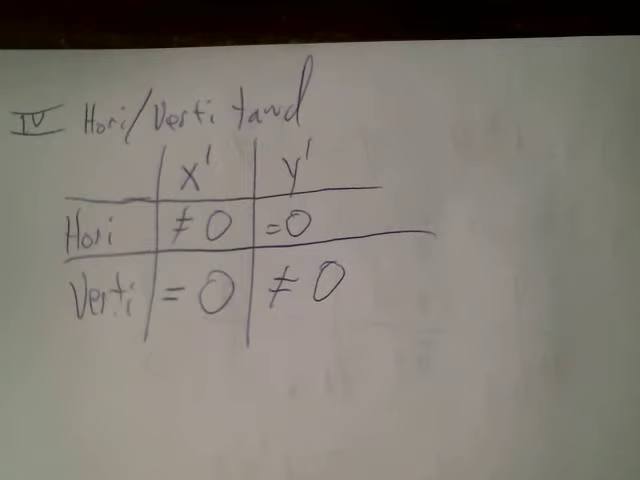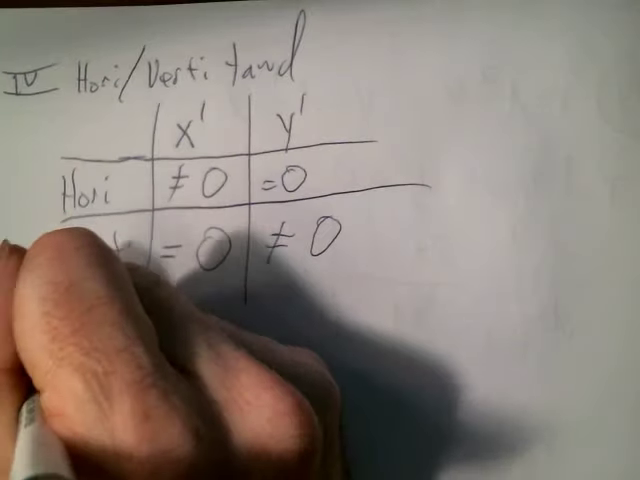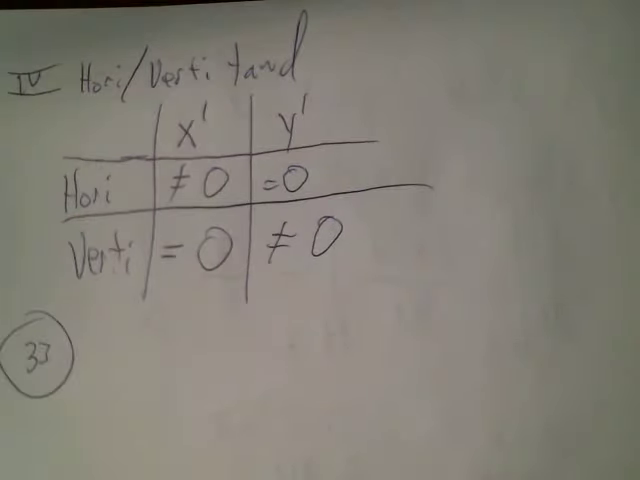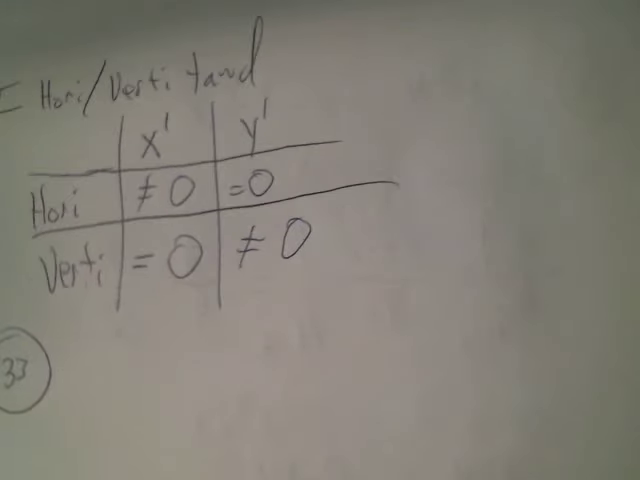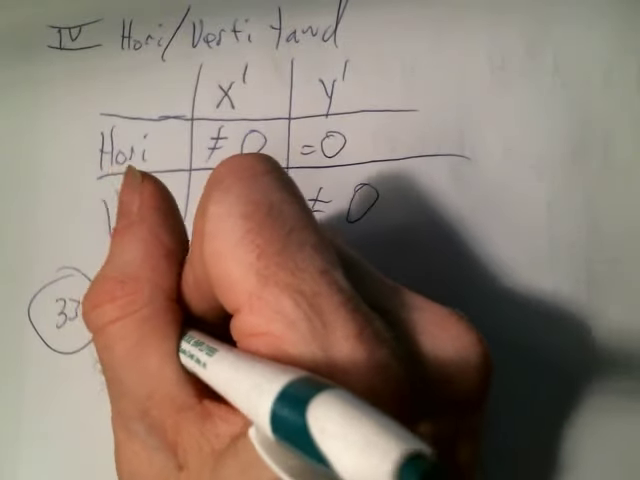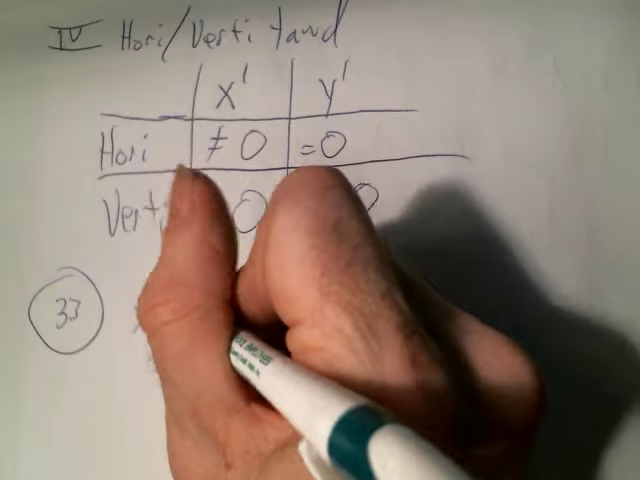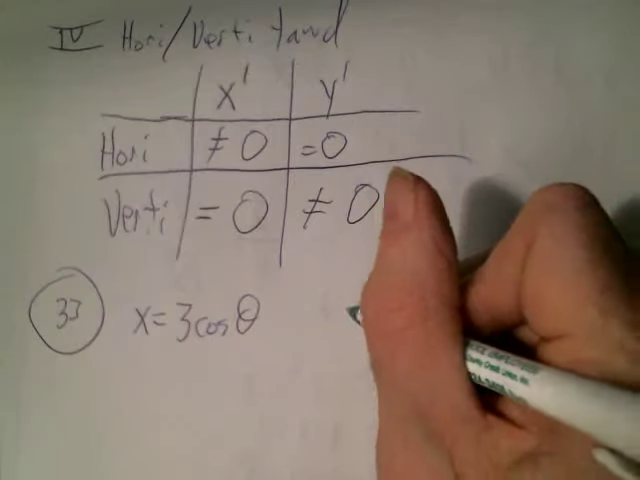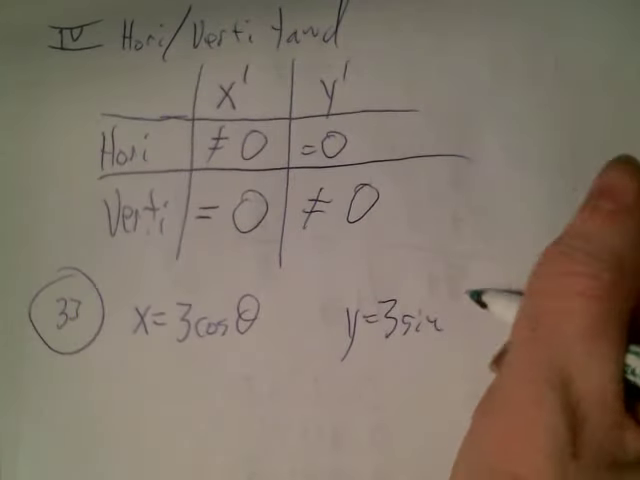Okay, so 33 then, let's take a look at this issue. We're dealing with some trig material. So find the horizontal and vertical tangents for the parametric equations. x equals 3 cosine theta, and y equals 3 sine theta.